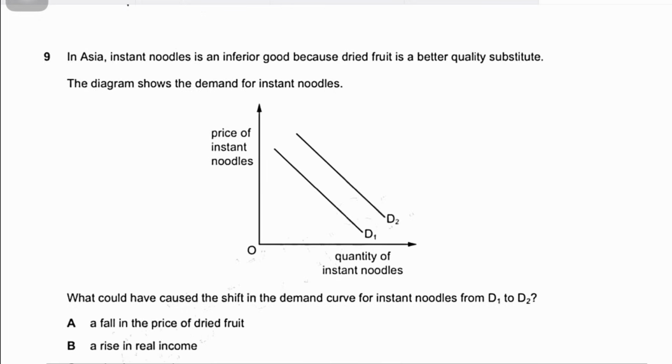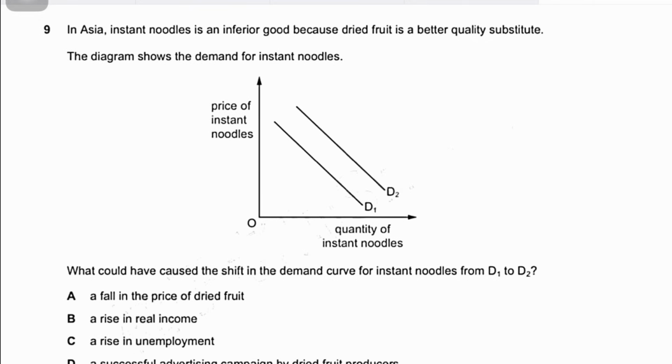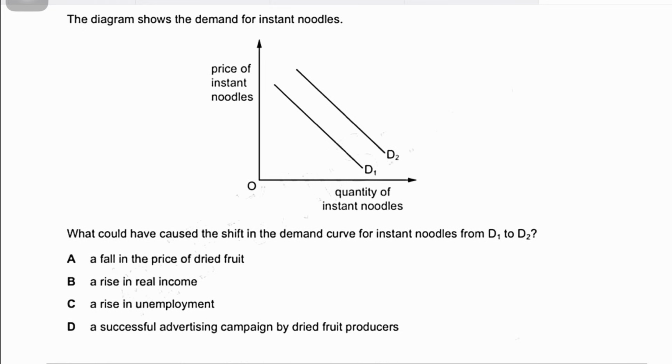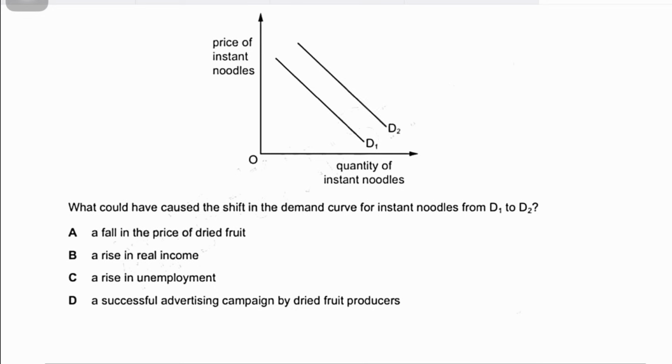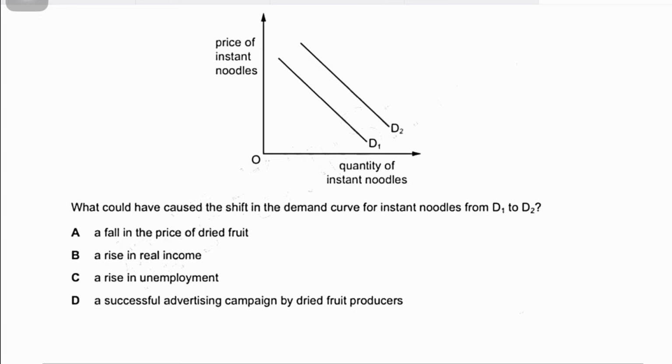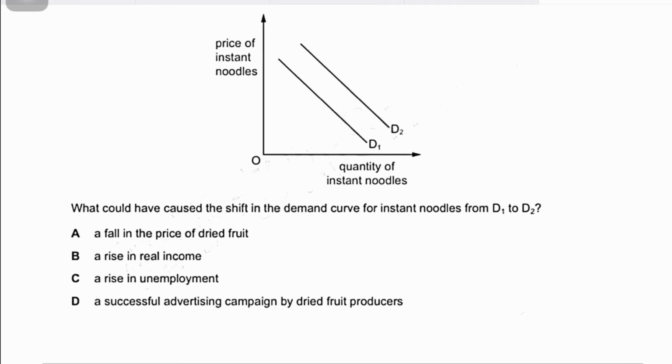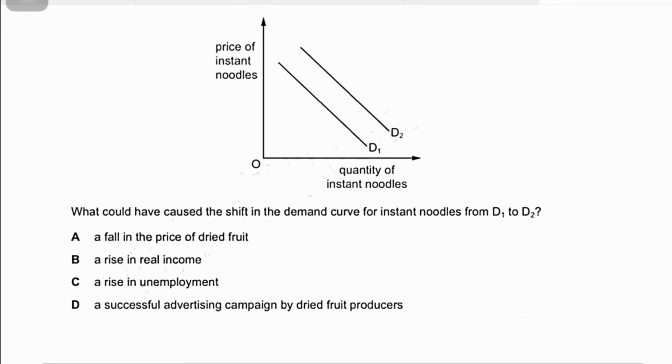Question number 9 says, in Asia, instant noodles is an inferior good because dried fruit is a better quality substitute. The diagram shows the demand for instant noodles and what could have caused a shift from D1 to D2. Now, an inferior good is one where the demand decreases as income goes up and vice versa. And so the correct answer for this should be a rise in unemployment, because if unemployment goes up, it will generally decrease your real incomes, which will cause an increase in the demand for inferior goods like instant noodles, as people will look for cheaper food options. So the answer should be C.